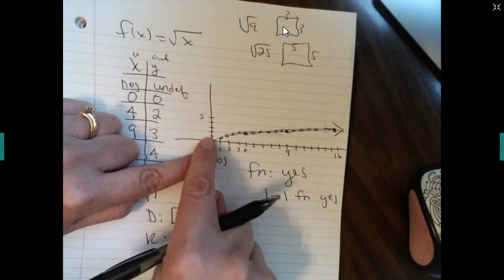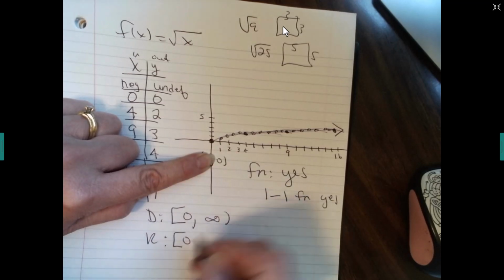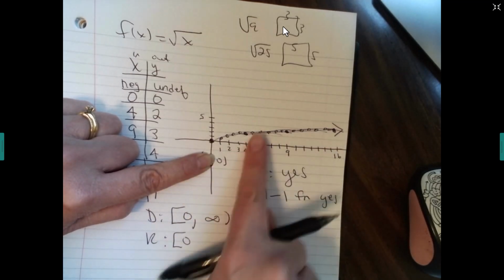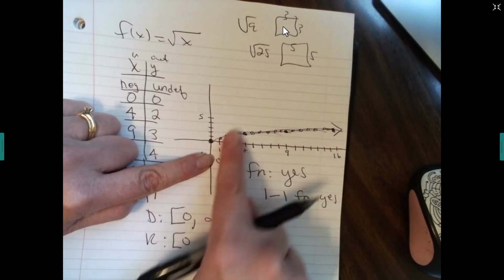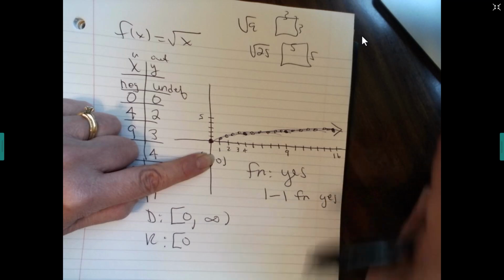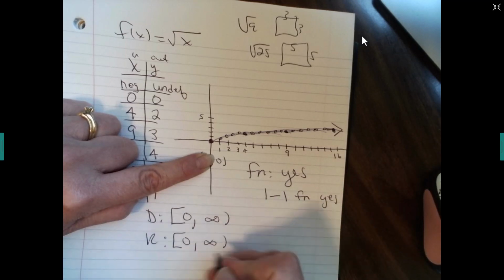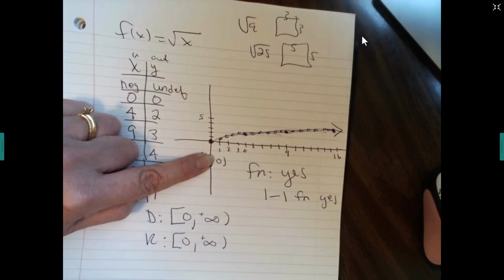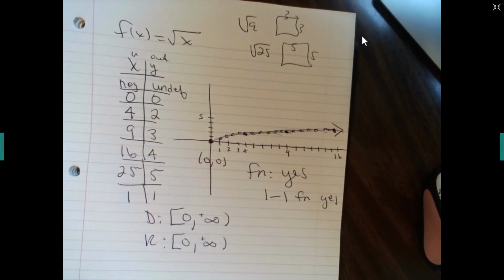All right, this Y is included, so that's also 0 because of that point 0, 0. And notice this is going off to infinity. Now, extremely slowly, right? I mean, it's slowly going to go up over time, but very, very slowly. But it's still going off to positive infinity. And again, if you like to put a positive there, you can to emphasize it, but you don't need to. All right, so that is domain and range.